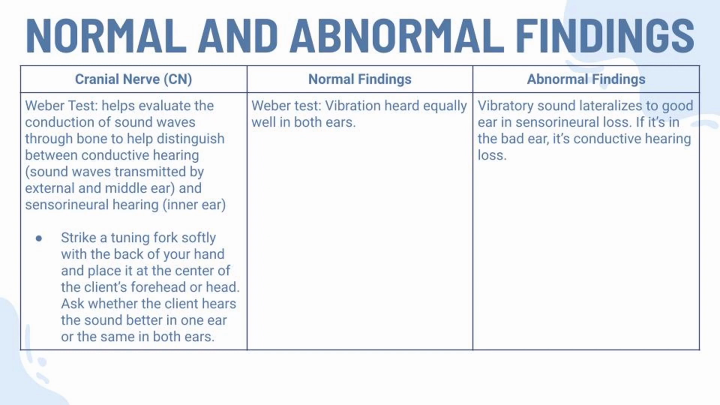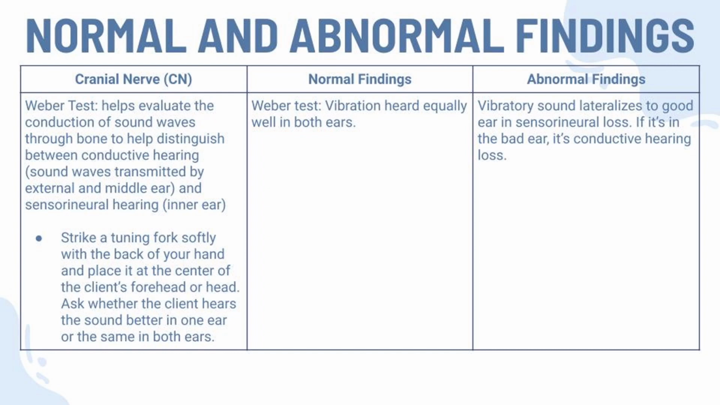The Weber test helps evaluate the conduction of sound waves through bone to help distinguish between conductive hearing, which is sound waves transmitted by the external and middle ear, and sensorineural hearing, which is hearing in the inner ear. To do this, you strike a tuning fork softly with the back of your hand and place it at the center of the client's forehead or head, and then ask whether the client hears the sound better in one ear or the same in both ears.